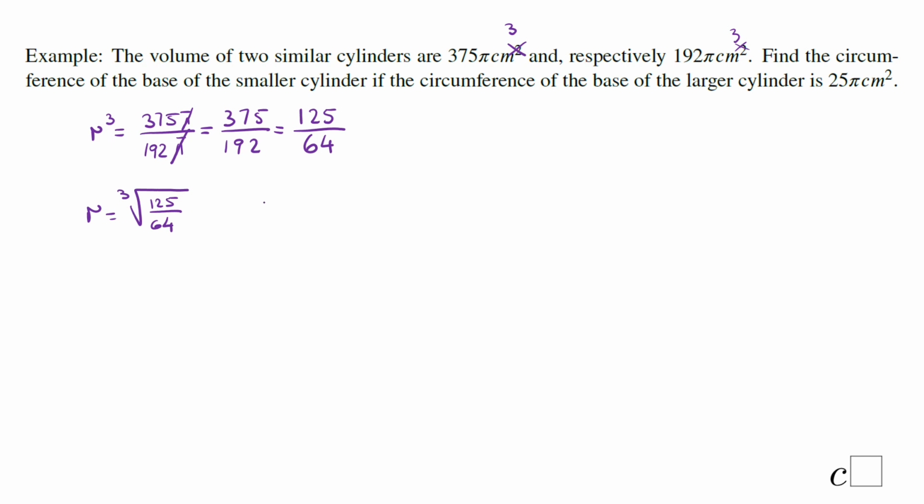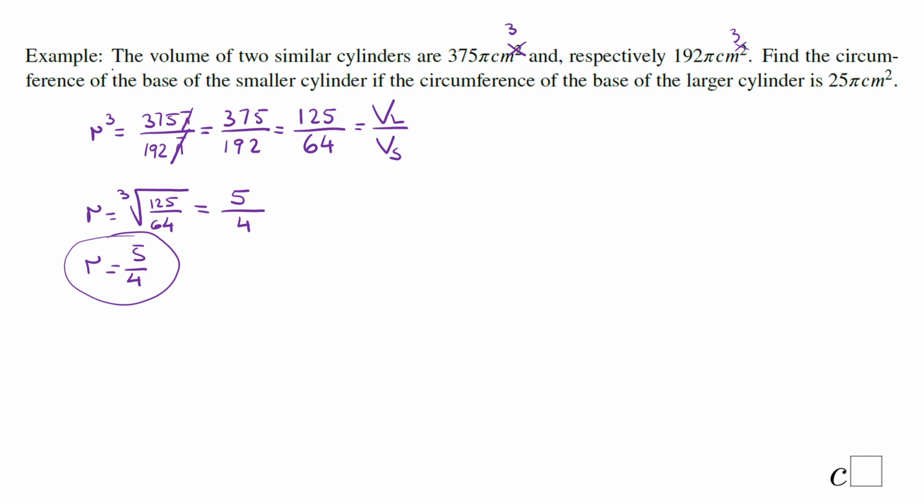Or what number raised to the third power is 125? That will be 5. We just had it. What number raised to the third power is 64? That is 4. This is r, the scale factor. Okay, and now we can go and answer the last part, we need to find the circumference of the base of the smaller cylinder, right? So by the way, here we start with the volume of the large over volume of the small. So we're going to use this.